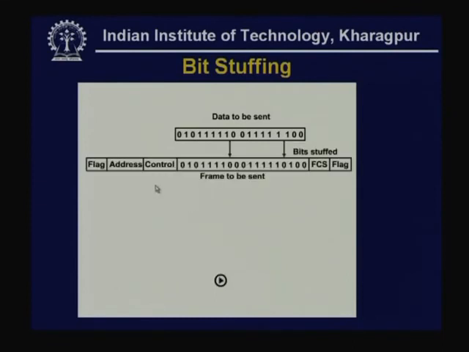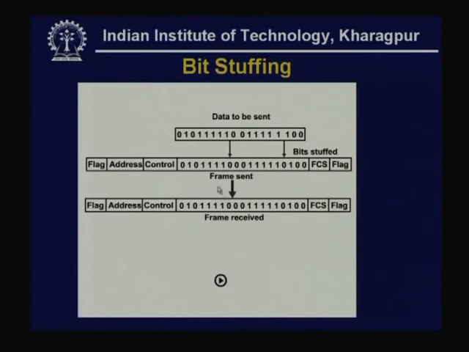So, here you see the flag, address, control, and after this a 0 bit has been introduced, and here also a 0 bit has been introduced, and so bit stuffing has taken place. This is the frame to be sent with 2 extra zeros, this is the frame that is being sent, and this is the frame received.